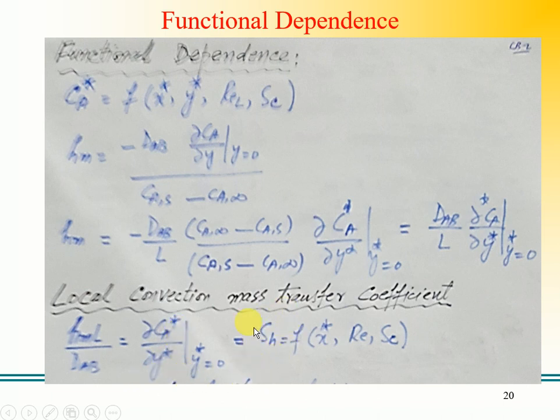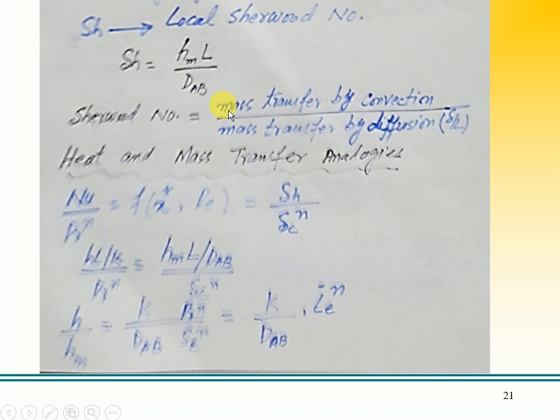So this is equal to the Sherwood number, which is a function of x star, Reynolds number and the Schmidt number. Sh is called the local Sherwood number, and the Sherwood number we have defined as Hm L by dAB: convective mass transfer coefficient, length, and the binary diffusion coefficient. This is the mass transfer because of convection, and this is the mass transfer because of diffusion. So it is the ratio of the mass transfer by convection to the mass transfer by diffusion.